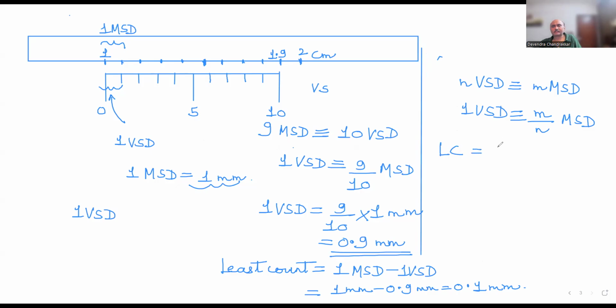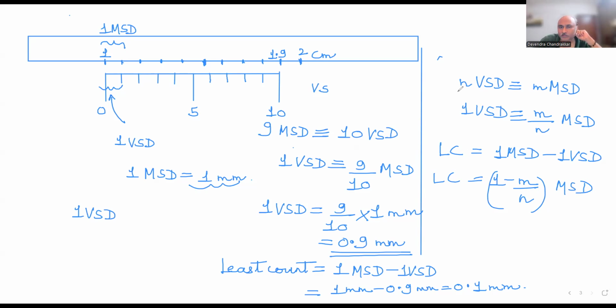So least count in this case is how much? Again, one main scale division minus M by N main scale division, which is one Vernier scale division, right? Sorry, I'll write it 1 VSD first and then I'll write it. Place the values. 1 VSD. So this is 1 minus M over N main scale divisions, right? This is how the least count of a Vernier caliper is calculated.